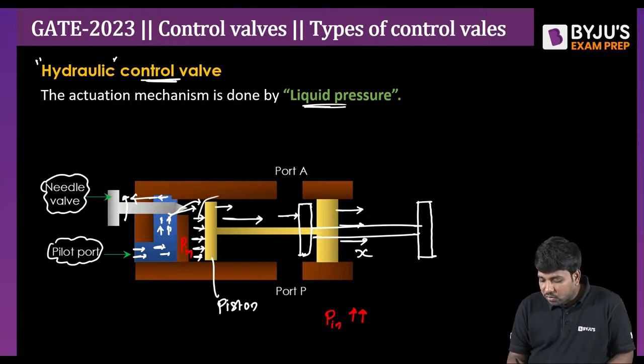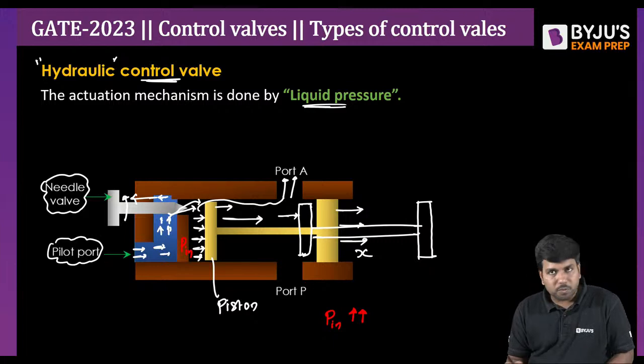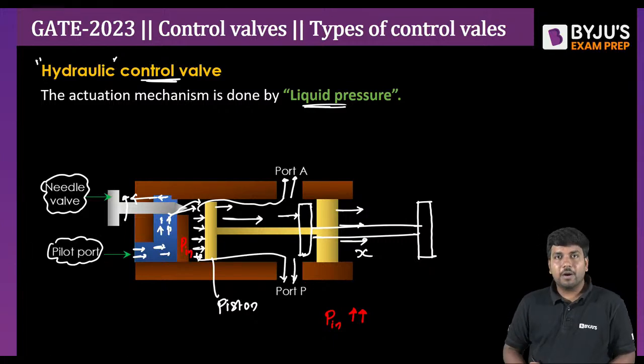Because of the heavy pressure it has moved to the right side, and then we can find so much liquid flowing through port A, or so much liquid flowing through port P here.